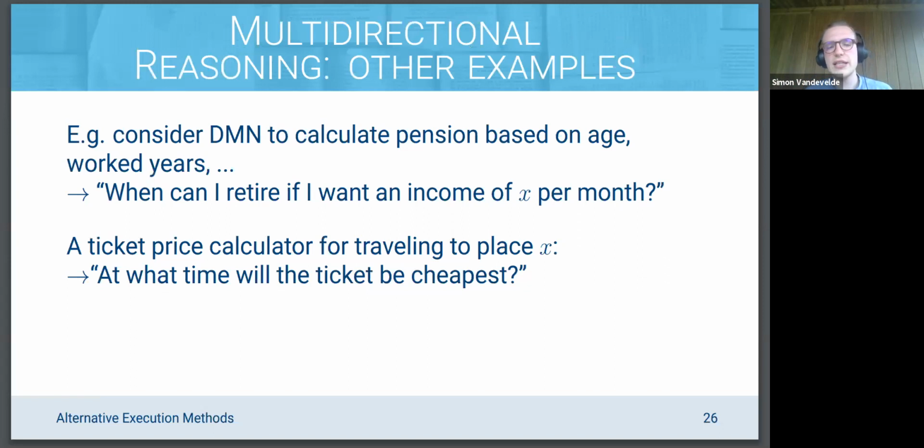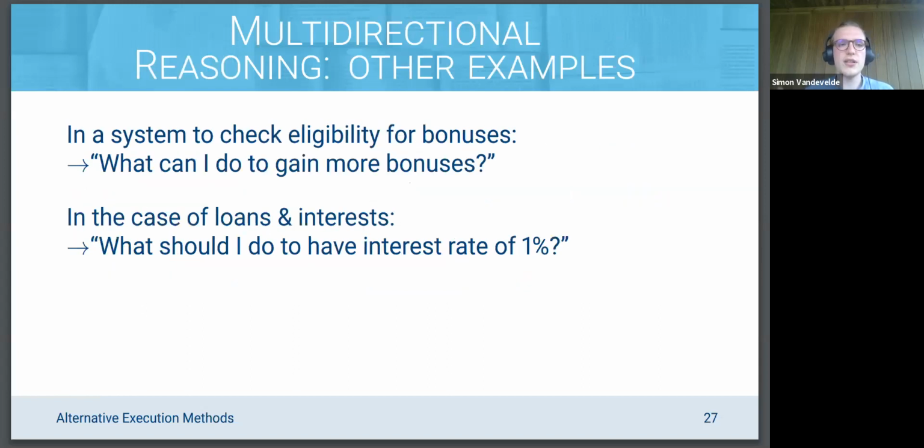Or a ticket price calculator. If you want to travel to a certain place, at what time will it be the cheapest? It can tell you if you go in September and you don't go in a school holiday, tickets will most likely be the cheapest. Stuff like that is instantly possible to calculate just by using multidirectional reasoning. We don't need, again, a separate model.